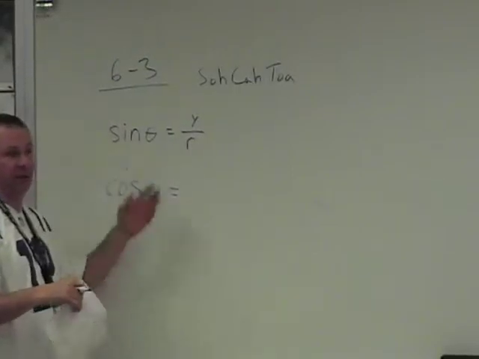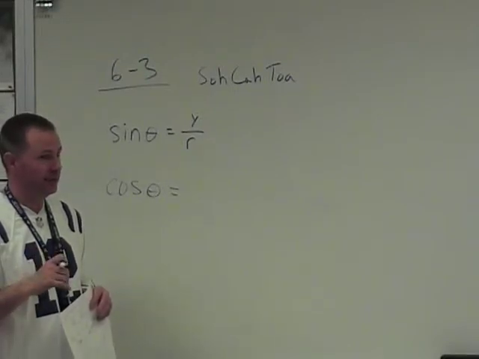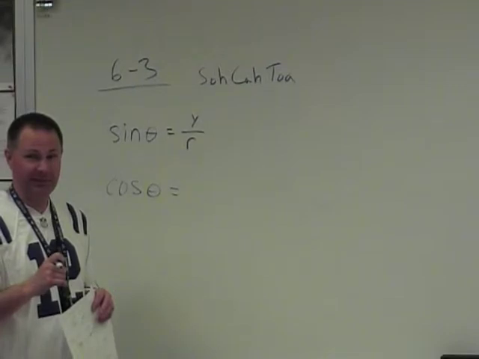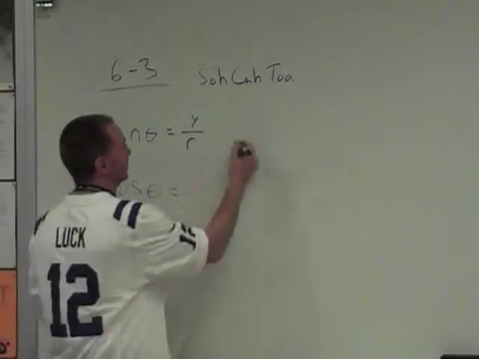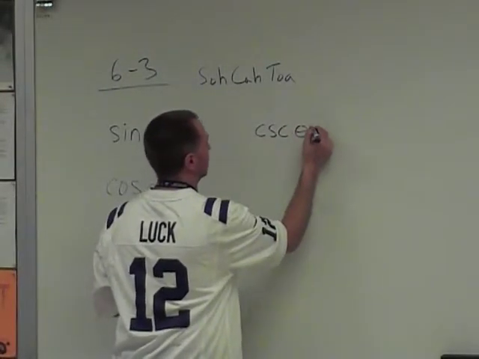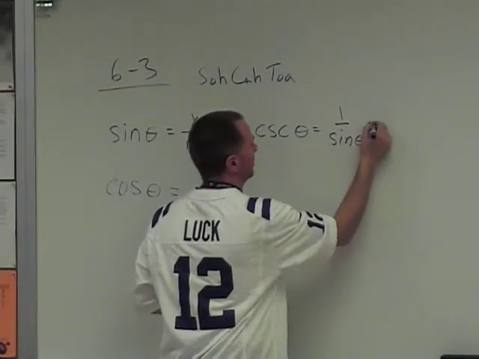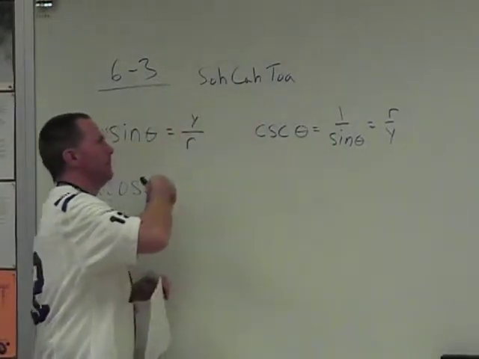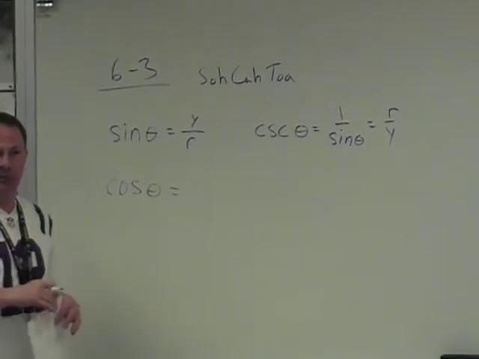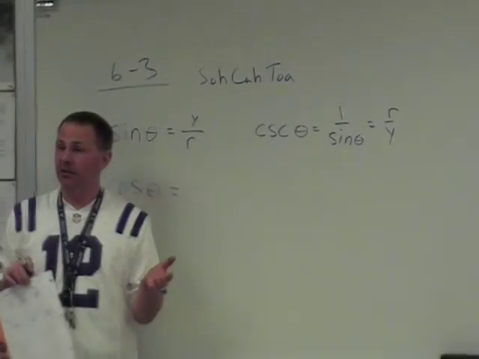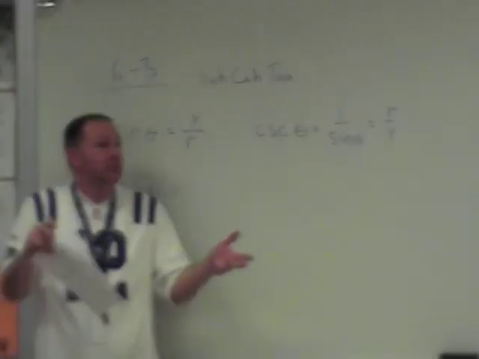Is that all you know about sine? Is it related to anything else? Not cosine. Cosecant. So what do you know about the cosecant? It's 1 over the sine, or r over y. And these are all the same things. We're just manipulating what we use. Just like 12 inches is the same as 1 foot. It's the same thing. We're just writing it in a different way.